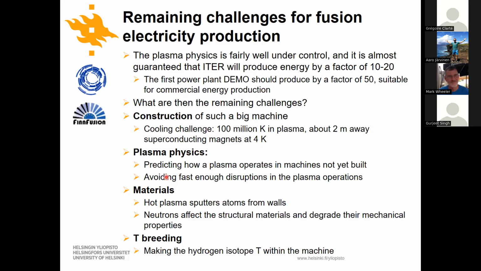But then the really difficult parts are related to the plasma physics, how a plasma would operate in a machine not yet built, and then the materials. What happens when the hot plasma touches the materials a little bit. It's not possible to confine the plasma 100%. And even if you have only 0.1% of the hot particles coming out, that can still be an issue for long-running production. The other thing is that the neutrons can degrade the mechanical properties. And then there is the issue of how to make the tritium, but today I won't go into that.